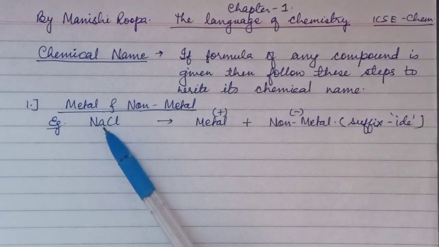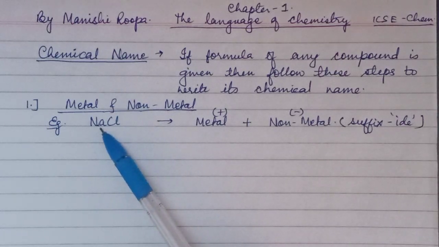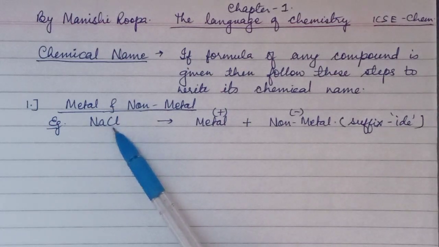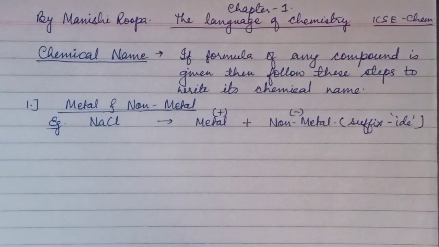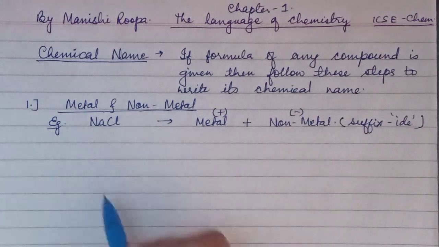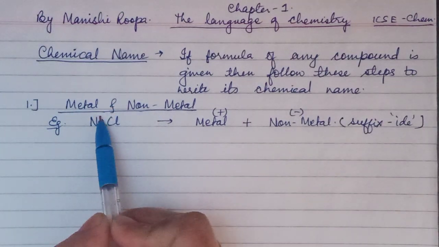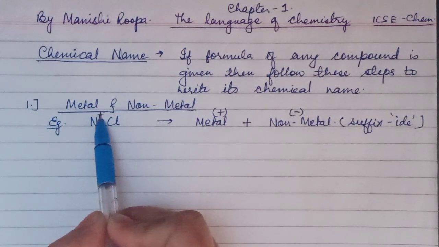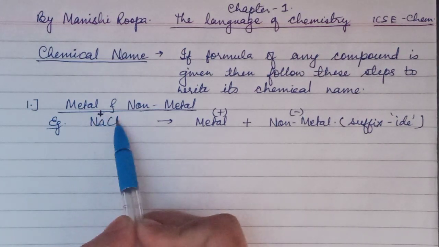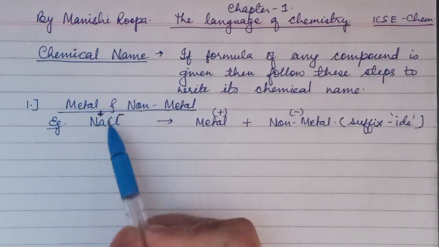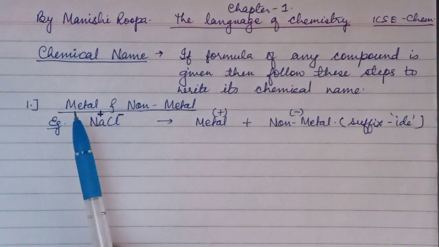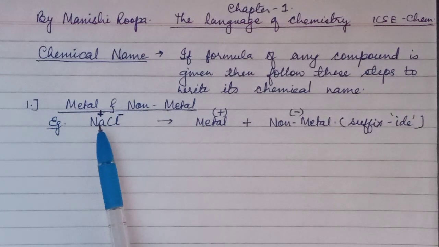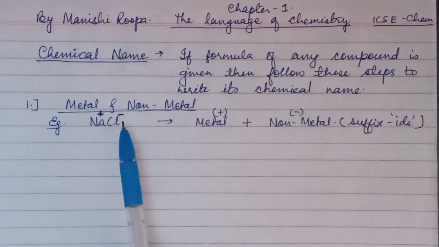See here, one example is given: sodium and chlorine. Sodium is a metal and chlorine is a non-metal. In my previous video, I told you that the first element has a plus charge and the second element has a minus charge. If it is formed between a metal and a non-metal, first will come the metal and second will come the non-metal.